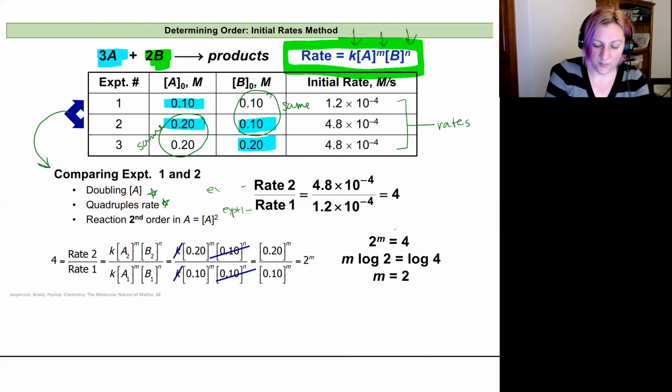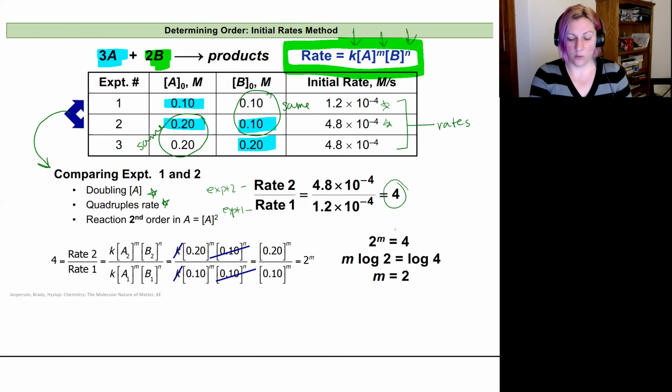And rate 2 will correspond to experiment 2. And so I have those rates right here. I just pull them from my table. And so that ratio of the rates is going to be equal to 4. So that 4, I now am going to set equal to my rate laws.